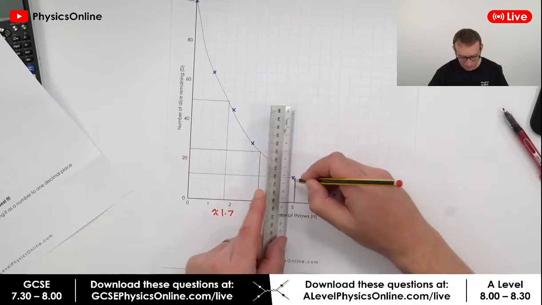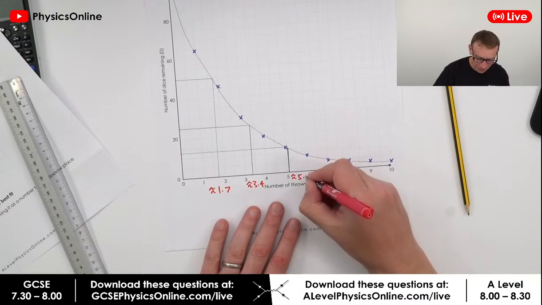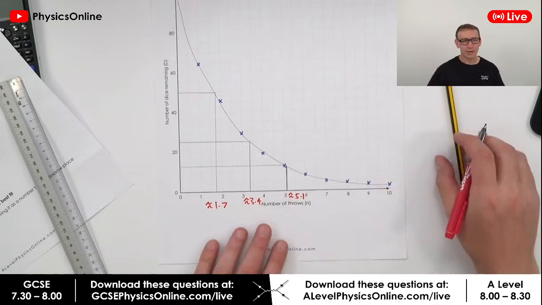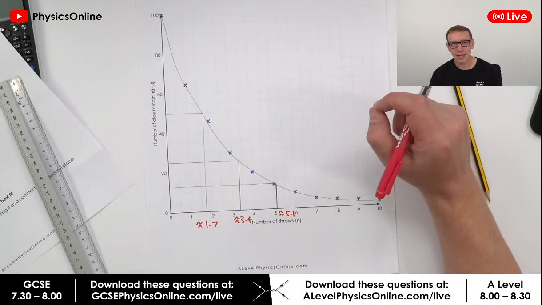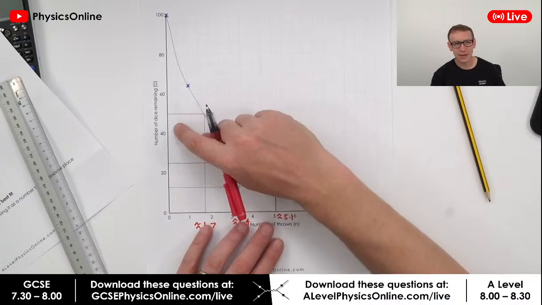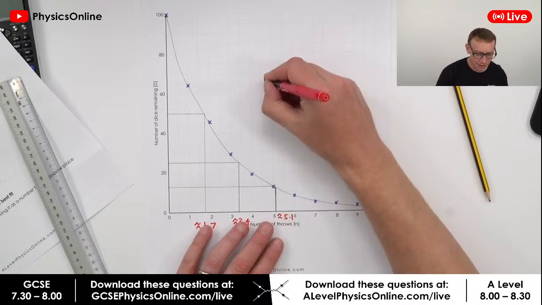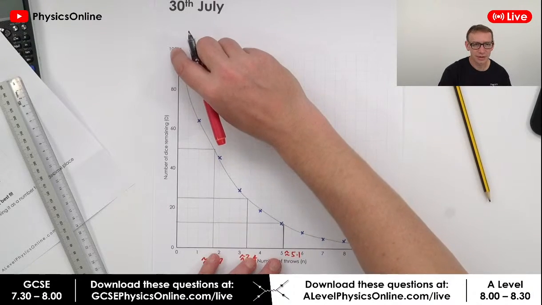Oh, there you go. Not the best line down. That looks to me to be about 5.1. So what we can see here is an example of an exponential decay. In actual fact, if we say that the number of dice remaining is D, that's going to be linked to the number that we started with.